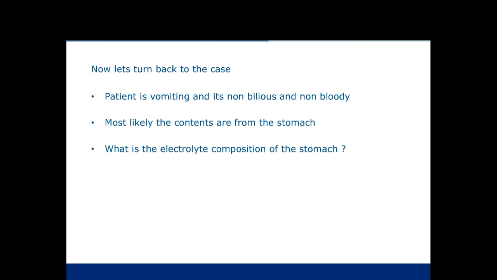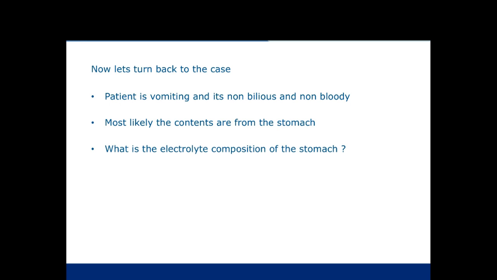So let's go back to the case. Patient is vomiting, it's non-bilious and non-bloody, right? So the most likely contents are from the stomach. If it's non-bilious, that means you didn't get past the ampulla of Vater, so you didn't get to the duodenum. And non-bloody means the patient is not having some kind of upper GI bleed that's influencing anything. So it's solely from the stomach.